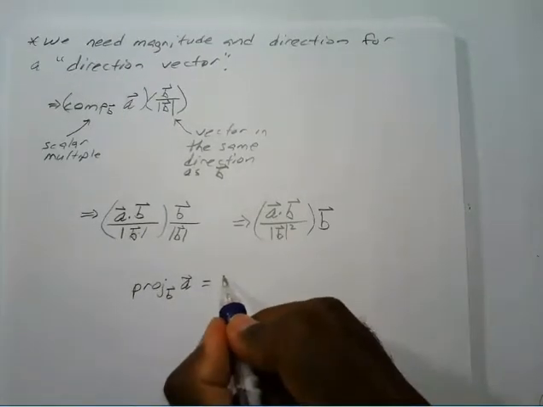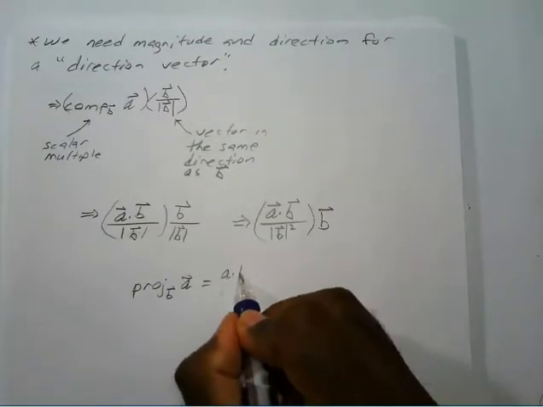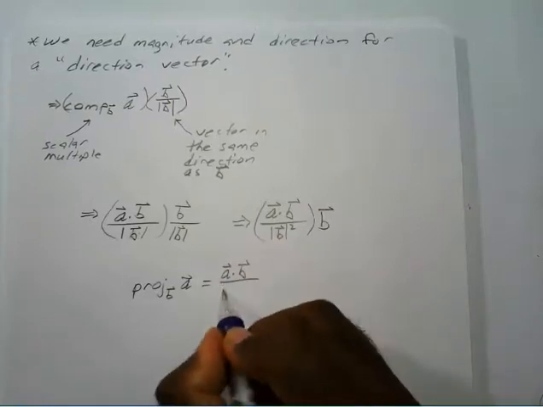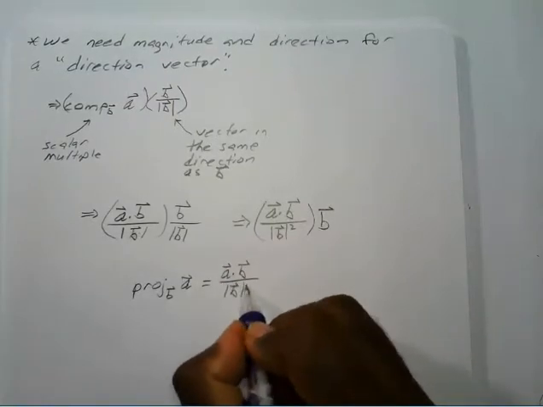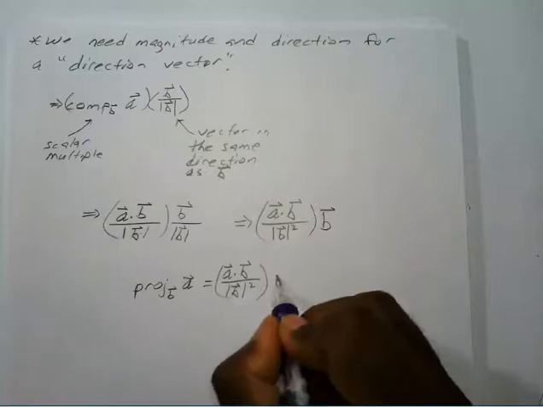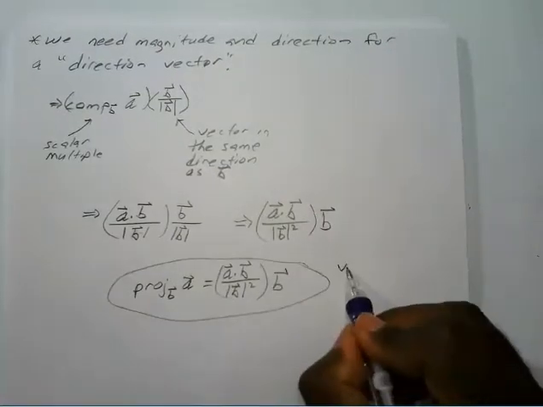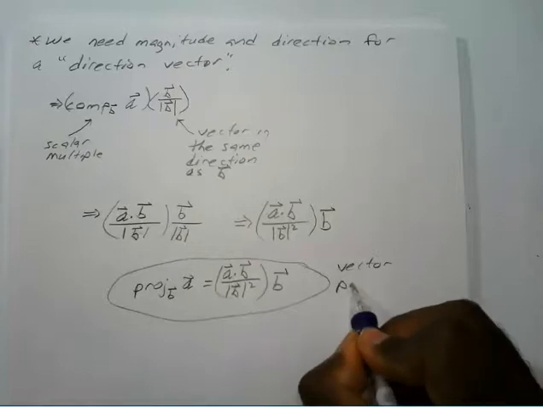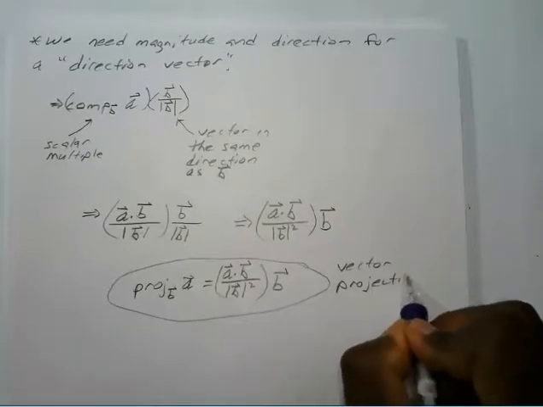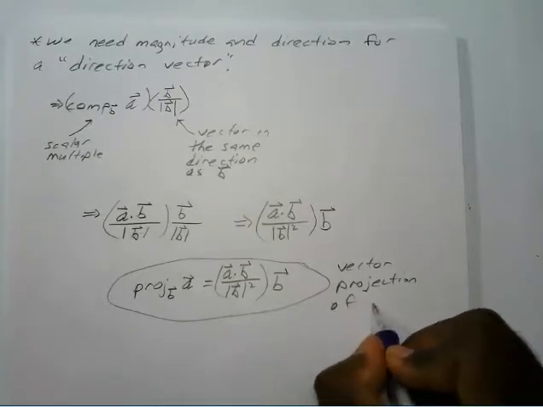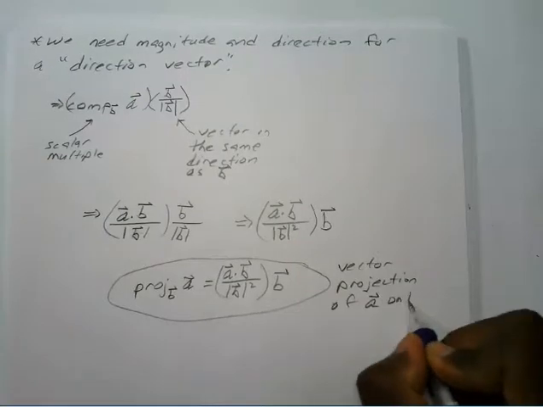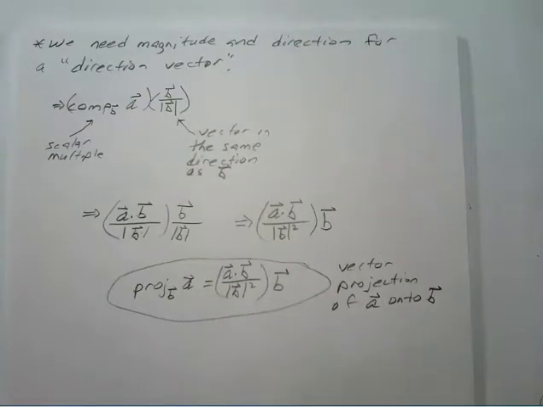Equal to the dot product of A and B over the magnitude of B squared, and all that times our B vector. That's the vector projection of A onto vector B. Okay, so it's just a slight change between the two formulas.